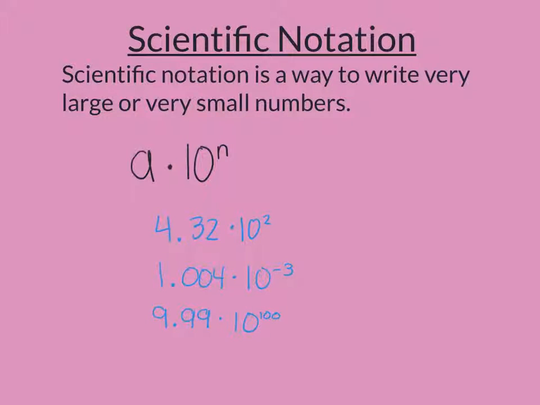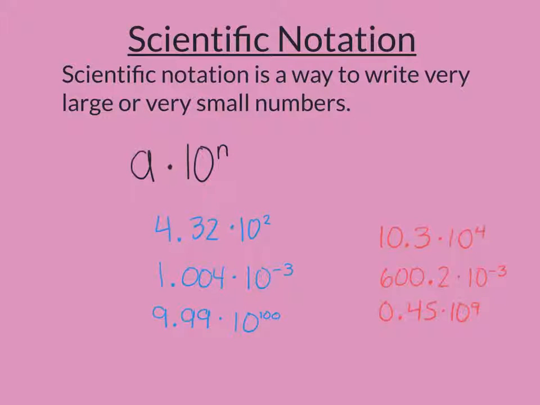Here are 3 examples of numbers written in scientific notation. They are in scientific notation because the number that we're multiplying is bigger than 1 and less than 10. All 3 of these fall within that range of numbers, and you're multiplying it times 10 to the power of any number it could be.